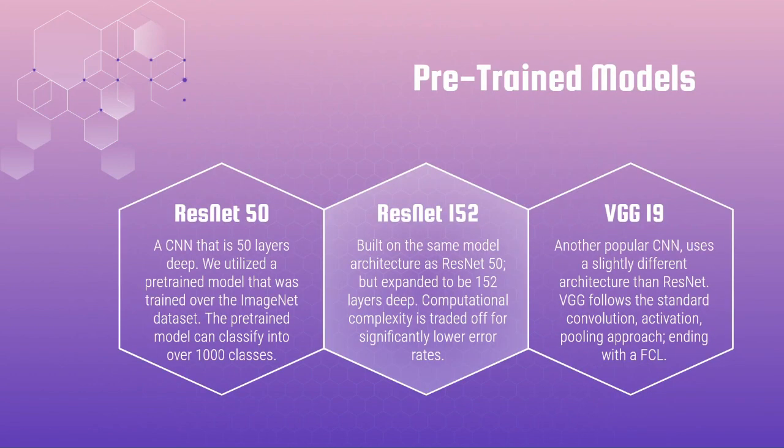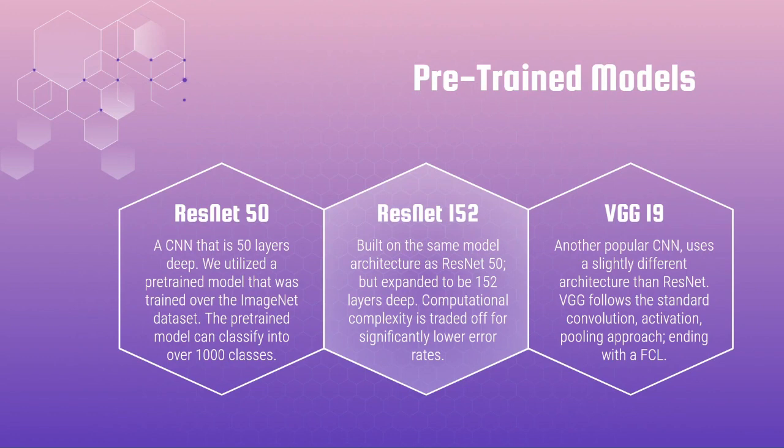So here is just an overview of the pre-trained models that I briefly mentioned earlier. We chose to use the ResNet 152 for our deployment, and I'll get into why in a little bit. So ResNet 50 is a 50-layer deep convolutional neural network. We utilized the pre-trained version, which was trained over the ImageNet dataset. And basically, this dataset contains over 1,000 classes of images. And this pre-trained version is already quite good and specialized at image classification tasks.